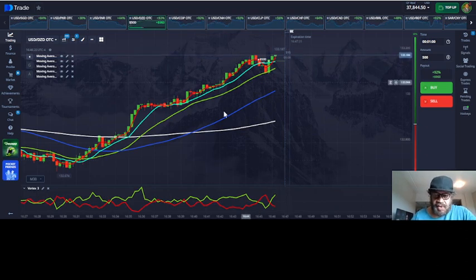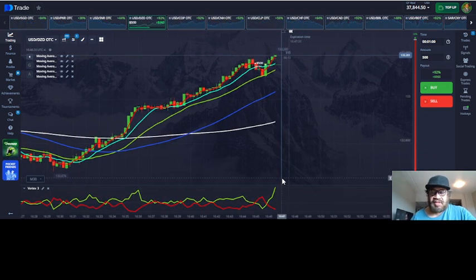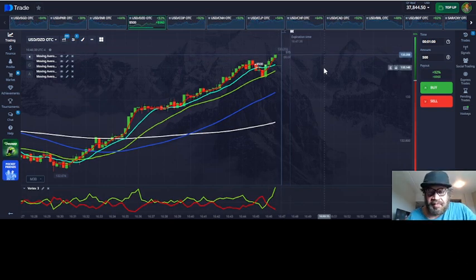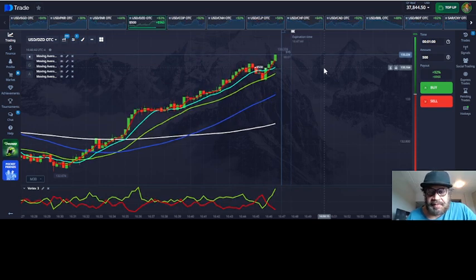All the lines are sloping upwards here. And then the Vortex, the cross of the plus VI line and the minus VI line in an upward direction. So this suggests a bullish push to the upside here over the next 60 seconds. So let's monitor this trade and wait for the expiration.